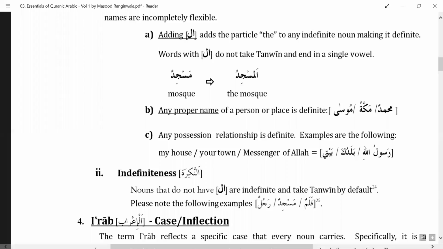Your town, Baladuka. Baladuka is your town. Balad means city or town. Kaf at the end means your. Baladuka, your town. This again is definite.